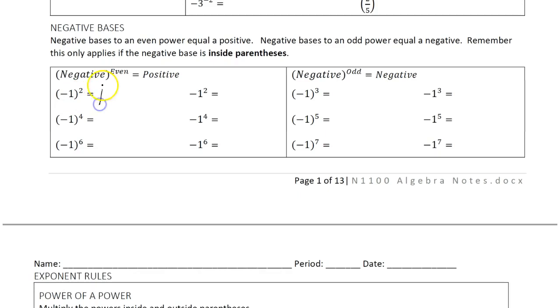Thus, when there are parentheses, negative 1 to an even power, 2, 4, or 6, is positive 1. But if there are no parentheses, these are all equal to negative 1. On the other hand, negative 1 inside parentheses to the power of 3, 5, or 7 is negative 1. And just the same outside parentheses, it is negative 1.